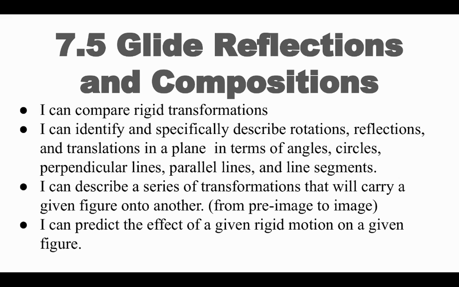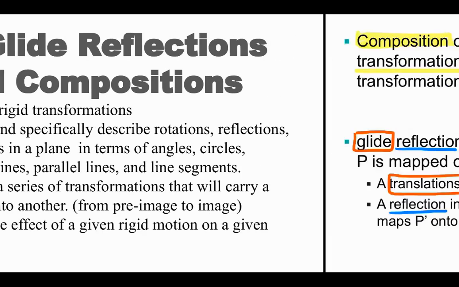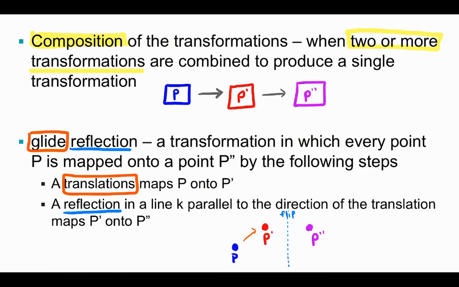So today's video is on glide reflections and compositions. A composition of transformations is simply two or more transformations combined to produce a single transformation. We have looked at compositions before.